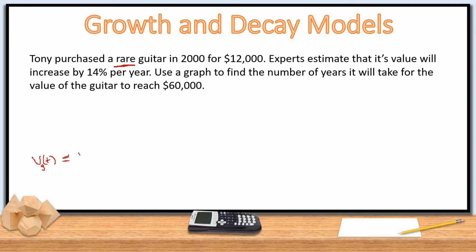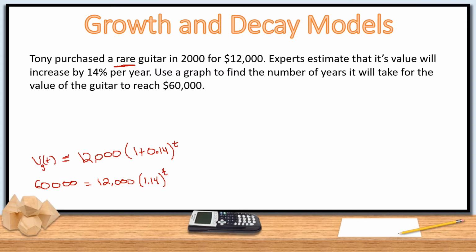So bought it for 12,000 and it's increasing by 14%, so 0.14, to the power of T. We want to know the value of T when the value of the guitar is 60,000. So now it has to 5x its value. So it has to really increase quite a bit. So we got 1.14 as our growth rate, and then T.